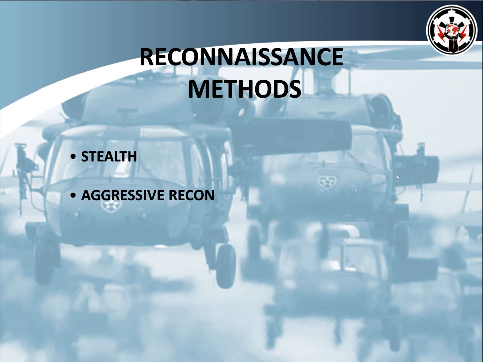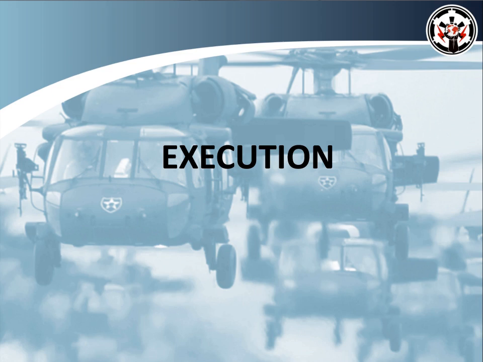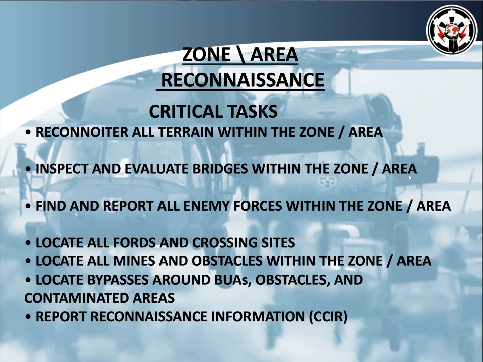So for reconnaissance methods, we have two styles. One, they don't know we're there. Two, we're trying to probe them and aggravate them to see what they're going to do. Those are the two methods of reconnaissance: stealth and aggressiveness. Now let's talk about execution. Execution is pretty simple stuff. Execution is we're going to conduct the reconnaissance.